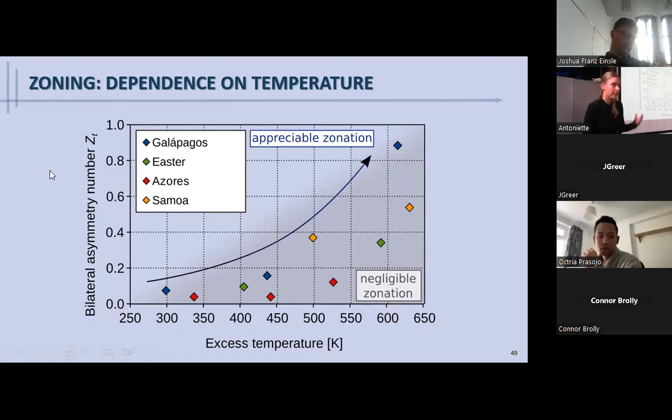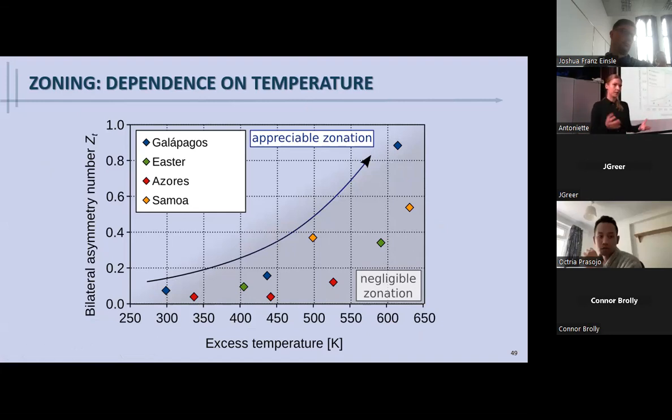And on the y-axis, we have this asymmetry number. One thing that we can see is there seems to be a trend in the sense that only plumes that are hot are asymmetric. If the plumes are not that hot, then none of them are asymmetric. But there are also plumes that are hot and not particularly asymmetric. So this is not the only factor that influences the plumes.